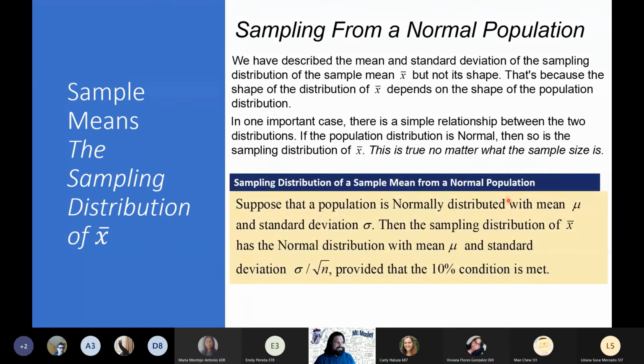So we get this general statement for the sampling distribution of a sample mean from a normal population. Suppose that a population is normally distributed with mean mu and standard deviation sigma. Then the sampling distribution of X bar has the normal distribution with mean mu and standard deviation sigma divided by the square root of n, the same way we saw to calculate the standard deviation on the previous screen, provided the 10% condition is met. Again, don't forget about our 10% condition. It must be checked.